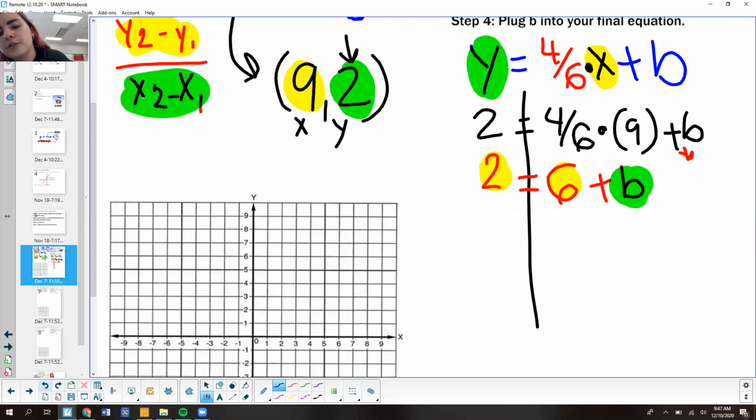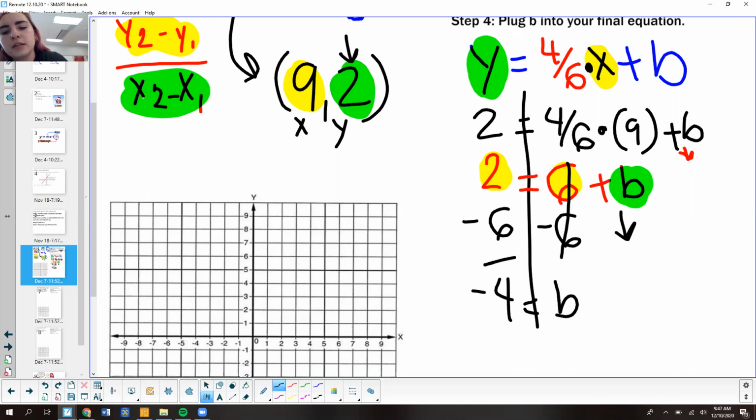So I'm going to do the opposite of a positive 6, which is a negative 6. And whatever I do to one side, I've got to do to the other. 6 minus 6 cancels, so that's good. And then on the left side, we've got 2 minus 6, which gives me negative 4. Then I'm going to bring down b. So our b is negative 4.